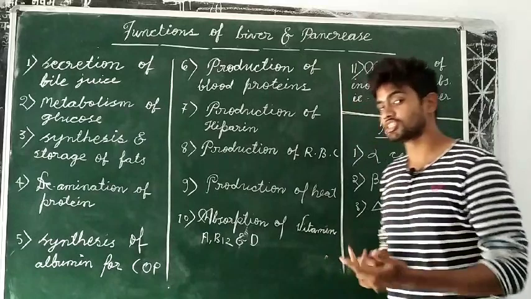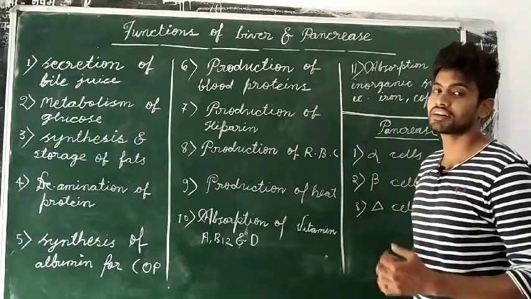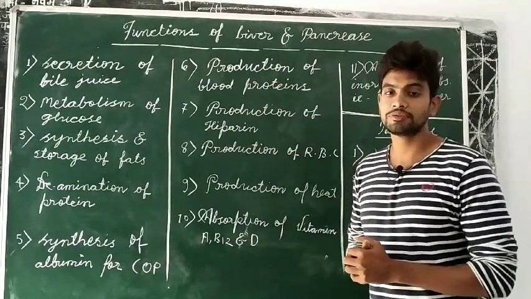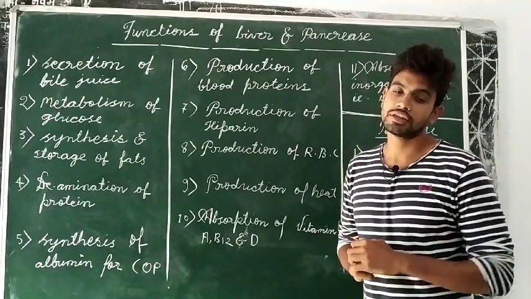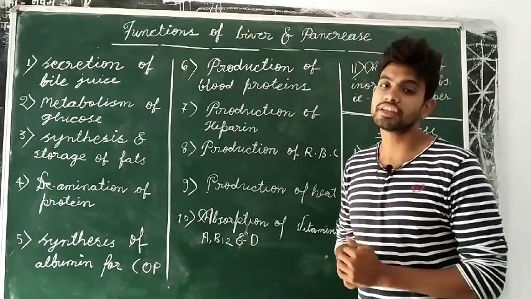Now see what are the functions of these cells. When we talk about alpha cells, they secrete a hormone which is called glucagon. Now glucagon helps in performing glycogenolysis. It converts glycogen into glucose in the hours of need.